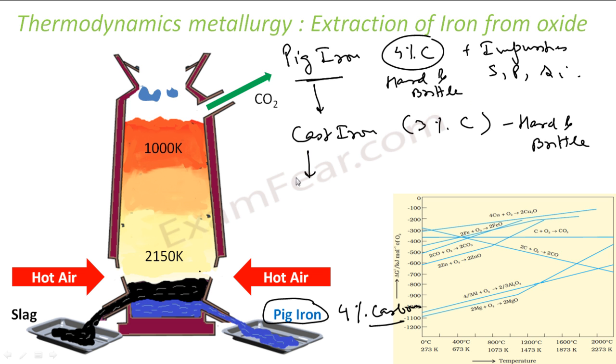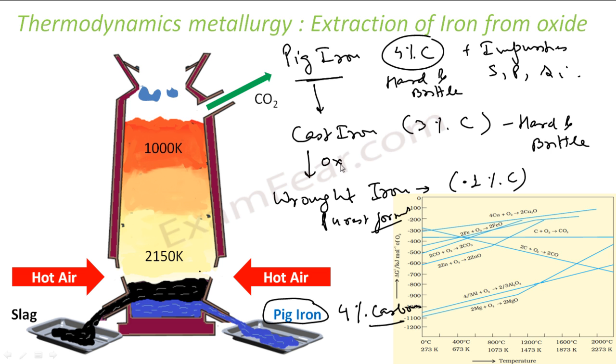And if you want to make it a little better, we get wrought iron. This is the purest form of iron, with 0.1% carbon. This is prepared commercially from this cast iron. We prepare this by oxidizing the impurities in a furnace, right?